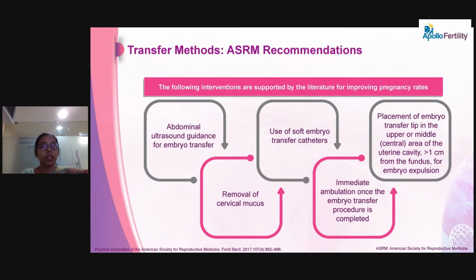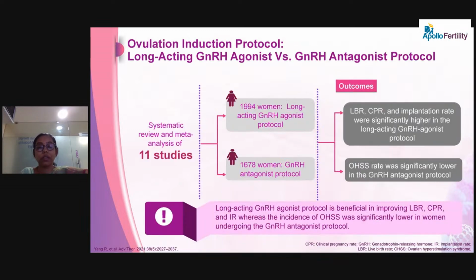So next, going to the embryo transfer technique. Embryo transfer is the final and crucial step in the whole IVF process. The transfer technique plays a very important role in deciding the outcome. So various interventions are supported by literature for improving the pregnancy rate. One is doing the embryo transfer under abdominal ultrasound guidance. Second, using a soft catheter so that we don't injure the endometrium. Next, removing the cervical mucus and placing the embryo exactly 1 to 1.5 centimeters from the fundus achieves a good result. Optimum endometrial thickness, which I already discussed. Immediate ambulation of the patient after the embryo transfer has also been found to have a good result.